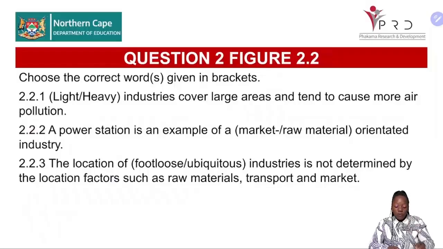Then we're moving to figure 2.2. In our figure 2.2, you choose the correct words given in the brackets. So you can see that it's based on the types of industries. So you are given a light or heavy industry that covers a large area and tends to cause more pollution. Then again, I have said you're supposed to underline the keywords as well as the action verbs so that you can identify the correct answer there. So here you're supposed to know the characteristics of each type of industry.